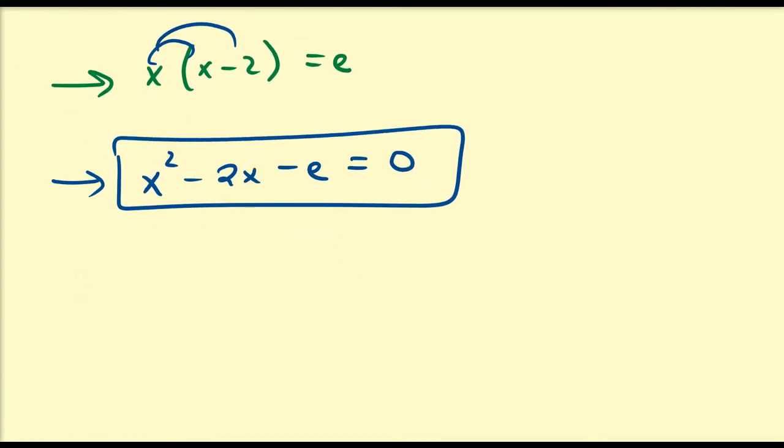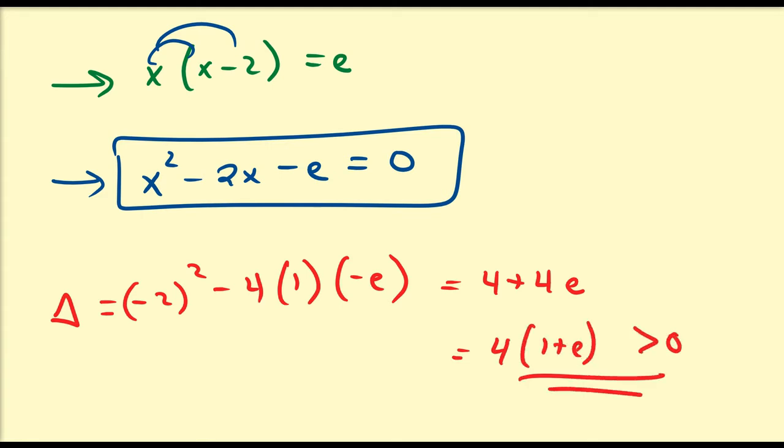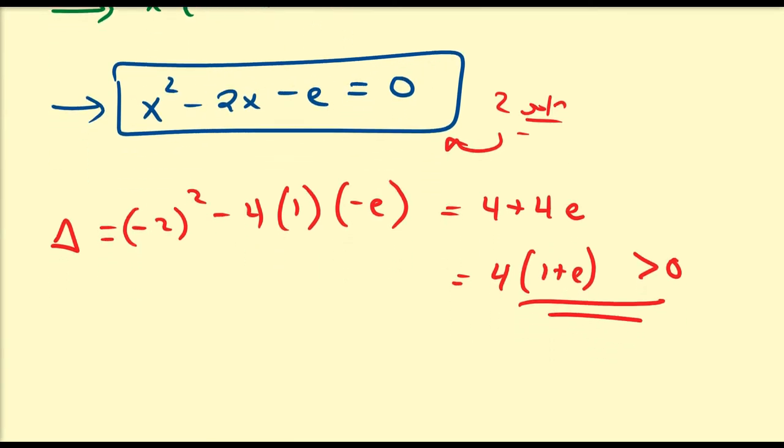So we already know how to solve quadratic equations. So let's just take a look at the discriminant. So the discriminant is going to be b squared minus 4ac. So that's just going to be equal to 4 plus 4e. Not too scary, right? So it's going to be just 4 times 1 plus e. And this is going to be a positive number, right? So since the discriminant is going to be greater than 0, there's going to be 2 solutions associated to this particular quadratic equation. And what are they?